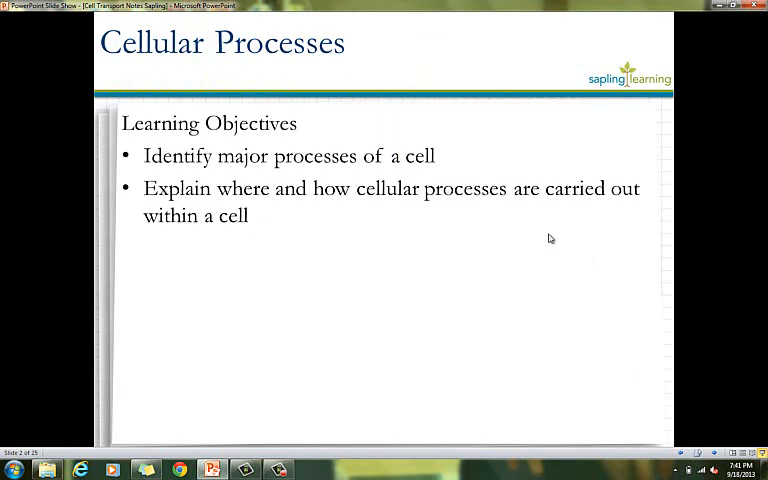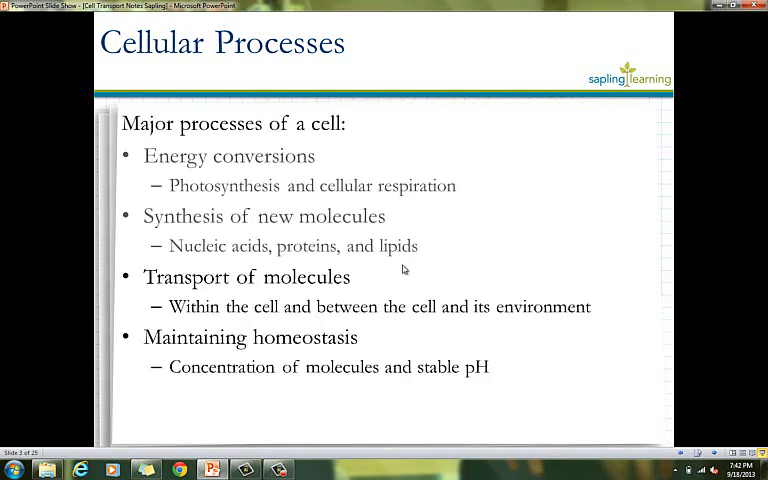Objectives for this video are to be able to identify the major processes in a cell. After that, you will be able to explain where and how cellular processes are carried out within a cell. So make sure you are taking your C notes. You may or may not have a quiz over this when you get to class. I will definitely still be checking your C notes, so make sure you get them done.